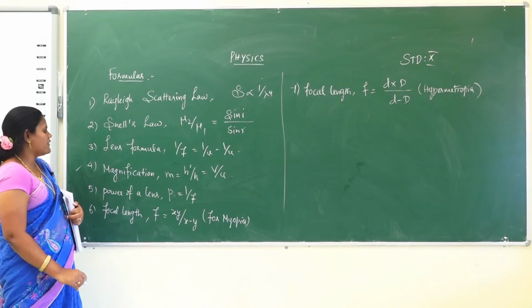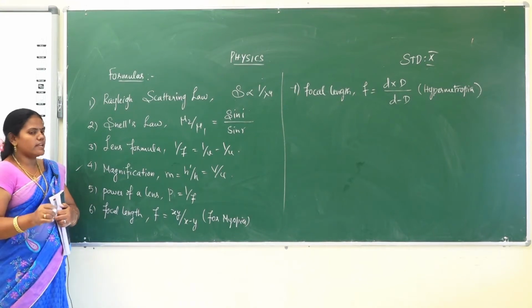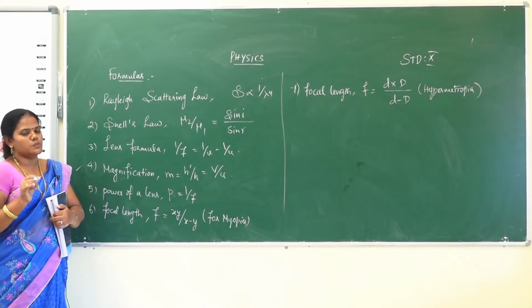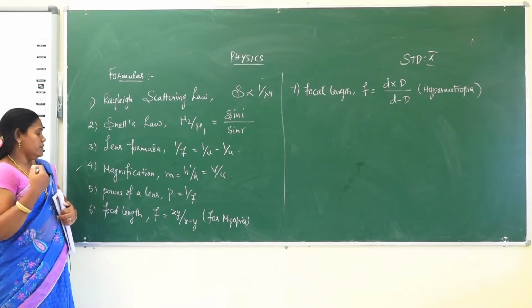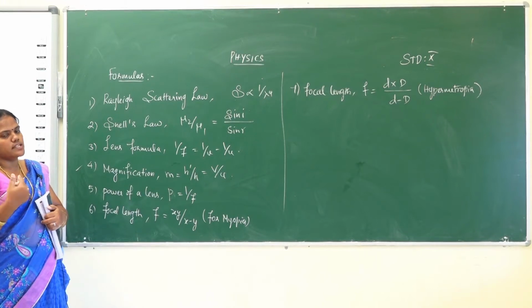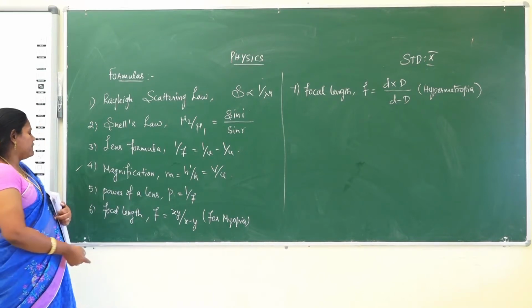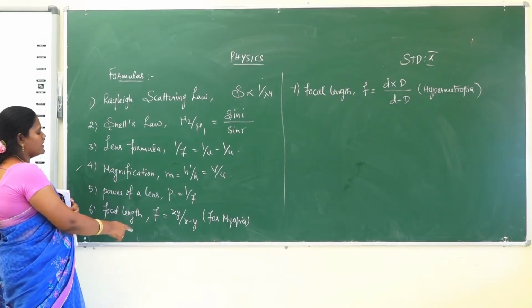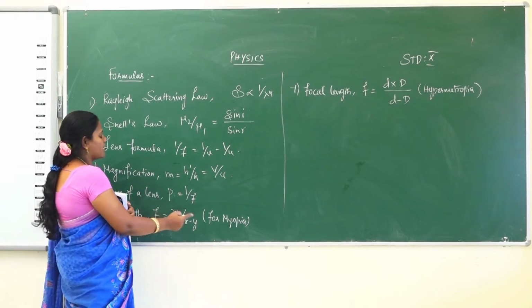Then the next formula is the power of a lens. What is the meaning of power of a lens? How do we calculate the power of specs? That is, power P is equal to 1 by f. So power P is equal to the reciprocal of the focal length. And then the focal length f is equal to xy by x minus y.